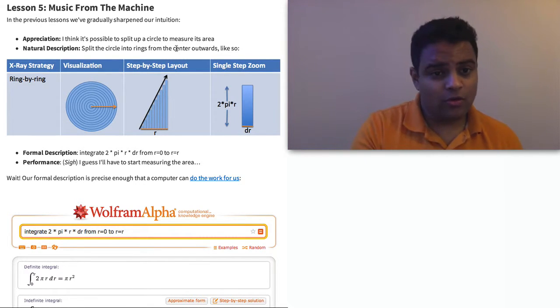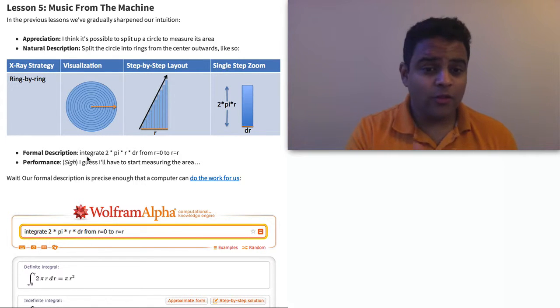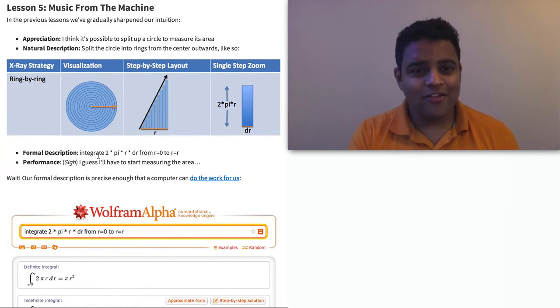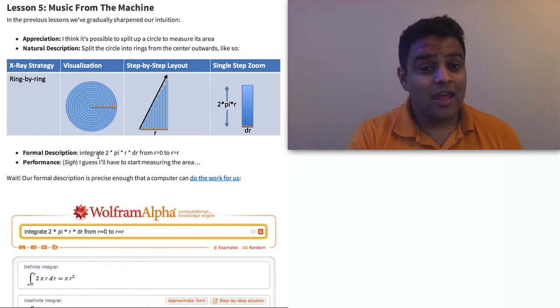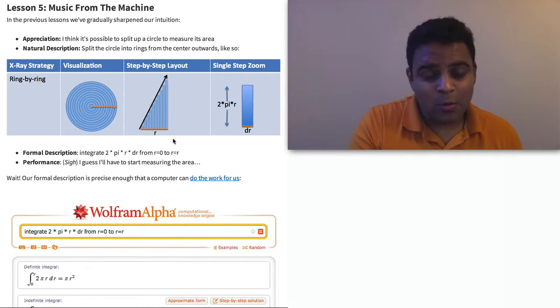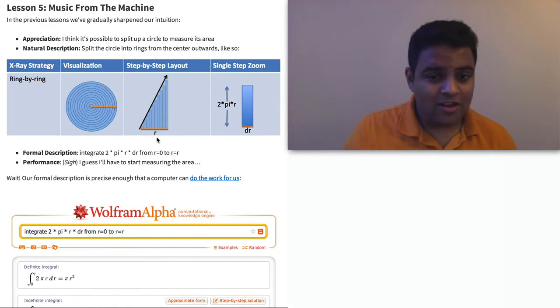Eventually, we made these intuitive and visual descriptions of what was possible, and then we learned to actually use the notation of calculus to say integrate 2 pi r dr from 0 to r. Now the last step is to actually work that out. At first we had to measure the area. We just said, well, okay, here's what we want to do. Let's get out the formula for the area of a triangle and start cranking through it.